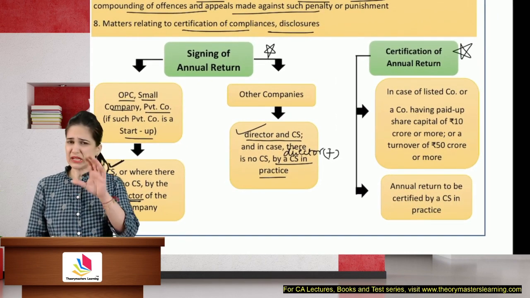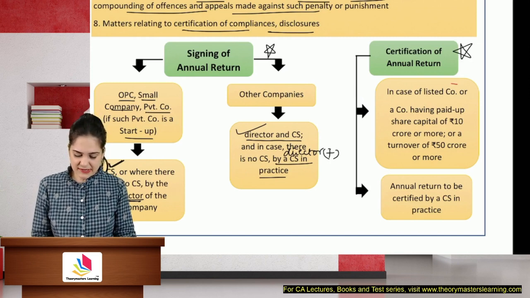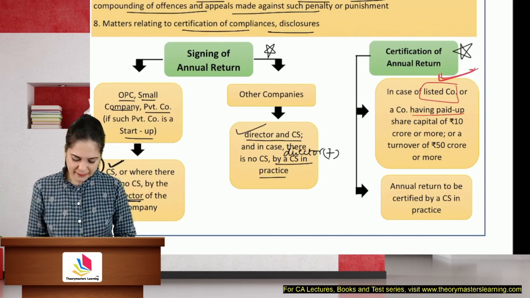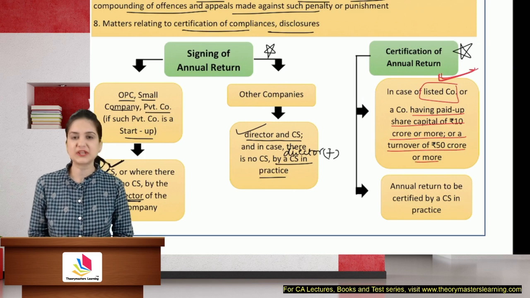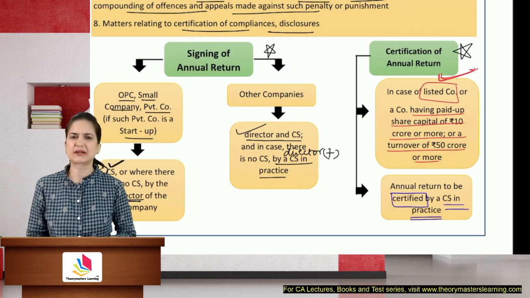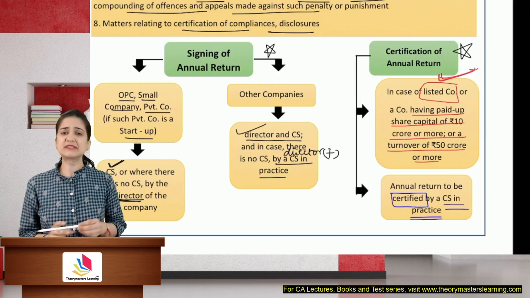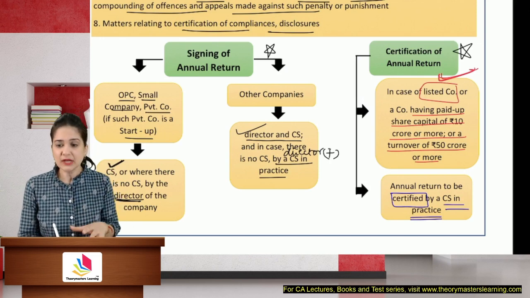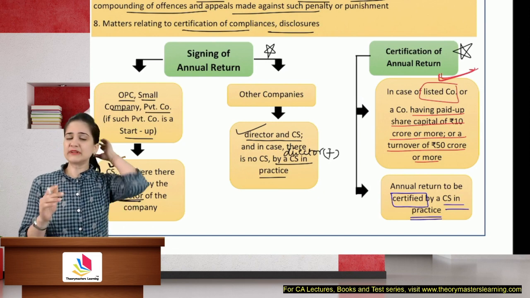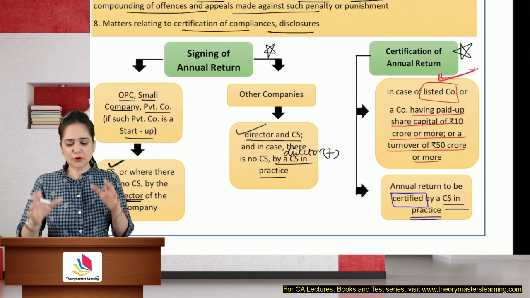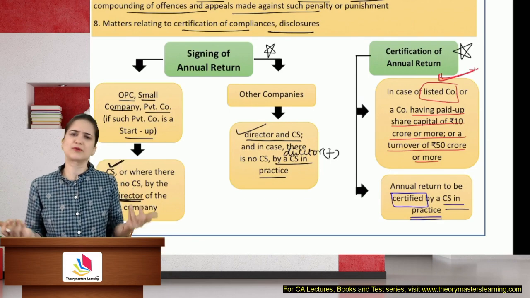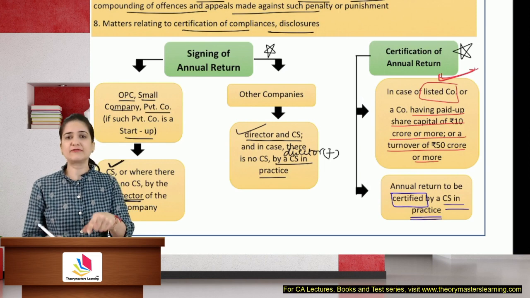Certification, yes, the limits are important for us. In case of a listed company, so listed company has to give a certificate of annual return. Or if you are a company having paid up capital of 10 crore or more, or maybe turnover of 50 crore or more, then the annual return is to be certified by a company secretary in practice. What will he mention in the certificate? He will certify that all the requirements have been properly filled and information which is given is correct, true, to the best of his knowledge. So he will just give a declaration that whatever are the compliances for the annual return that have been properly complied with, the information given is true and accurate to the best of his knowledge. So that certificate will be filed with ROC.